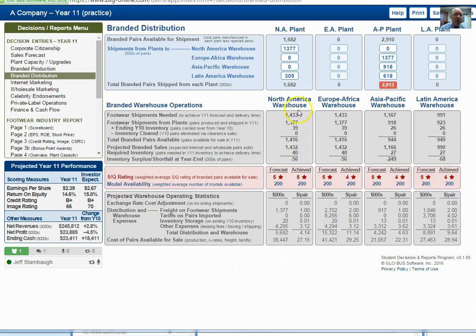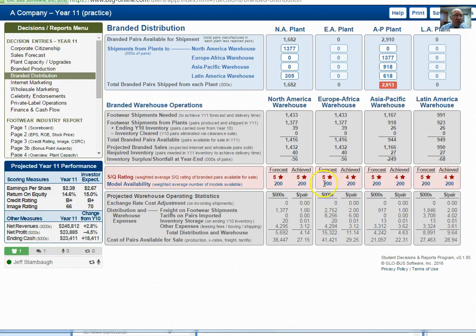This is a big deal where you apportion your shoes to, because you need to know where the tariffs are low and where they're not. You can see down here, this is going to give you information on what's going on with the tariffs. It's also going to influence perhaps your upgrade plans and the like.